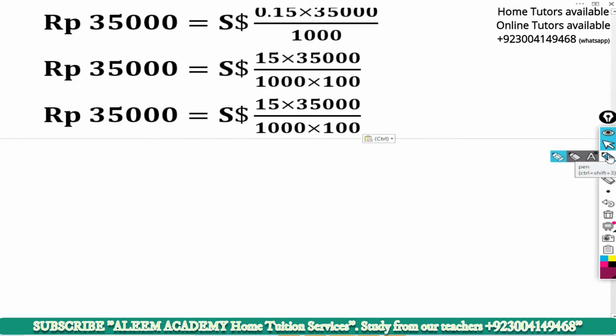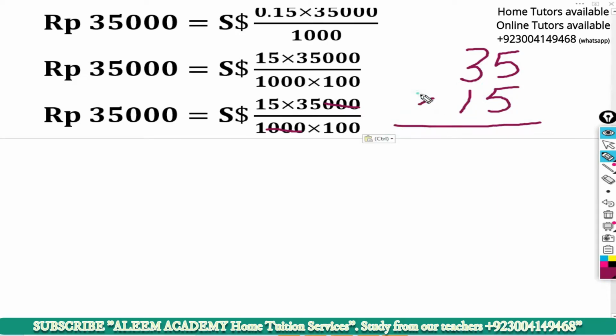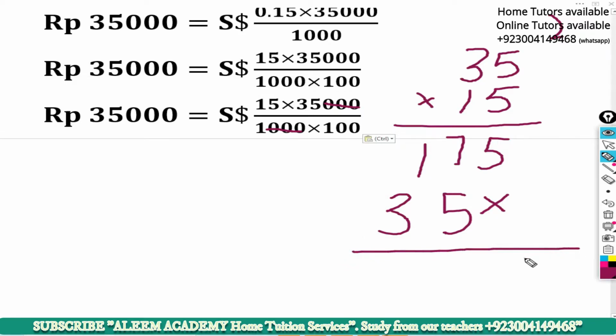So how can they be cancelled with each other? See, this 1000 will be cancelled with this 1000. Okay, and then the remainings are 35 and 15. So multiply 35 with 15. What you will get? 5 5s are 25, 5 and 2, and 5 3s are 15, and 2 17. So 5 1s are 5, and then 3 1s are 3. Okay, so 5 7 and 5 12, 2 1 and 3 1 4 and 1 5.